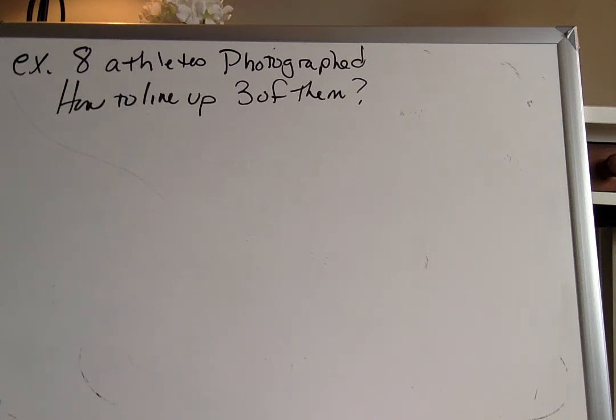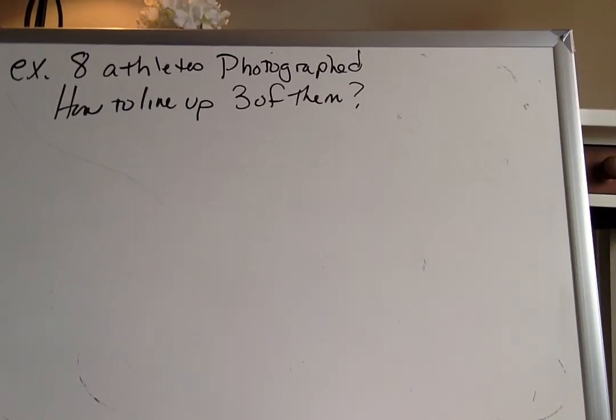Let's say we have 8 athletes to be photographed. For some reason, we care where they stand in the picture, so you cannot overthink these things. I can't tell you how many times I saw my own daughter's sports teams get photographed, and I'm pretty sure they didn't care where the people stood. But that's not what this problem is saying. It says how to line up 3 of them.